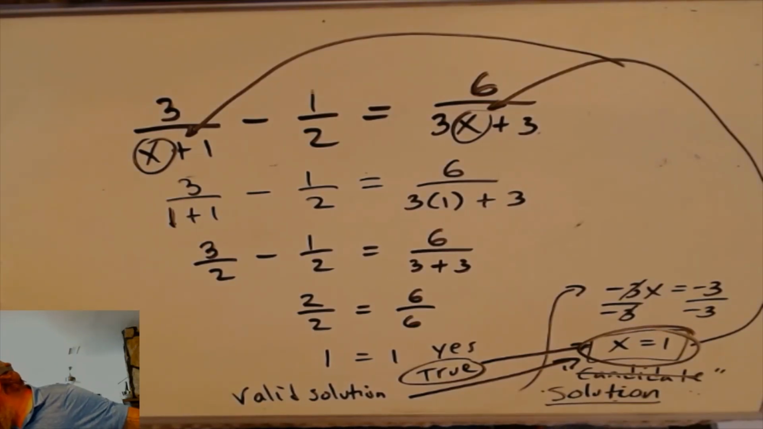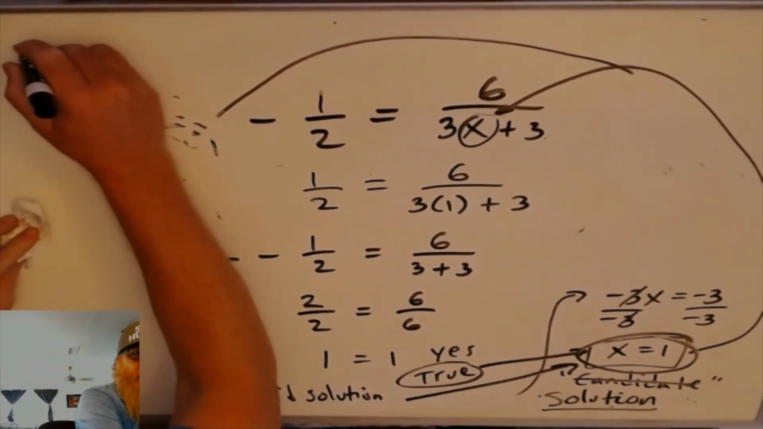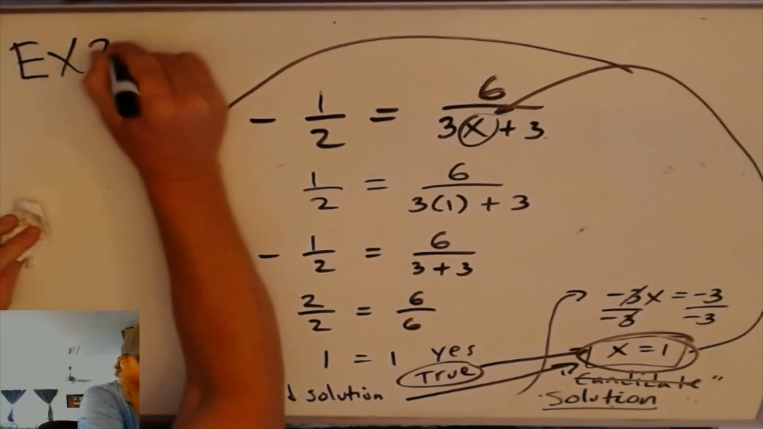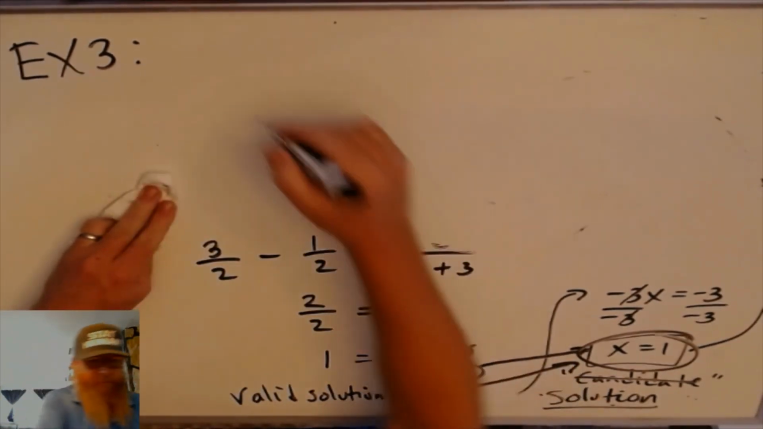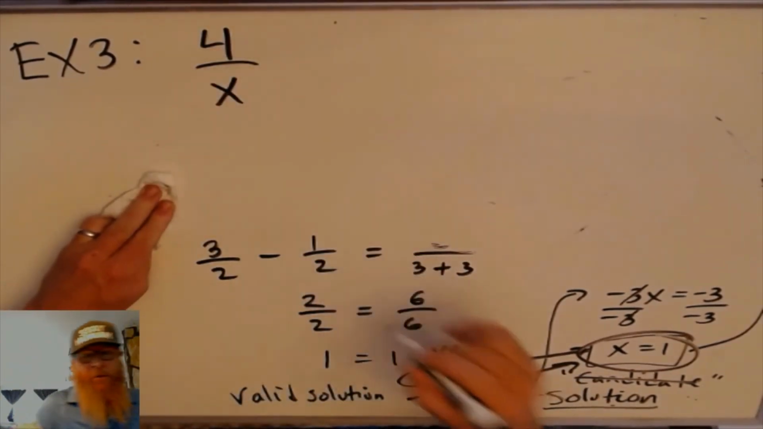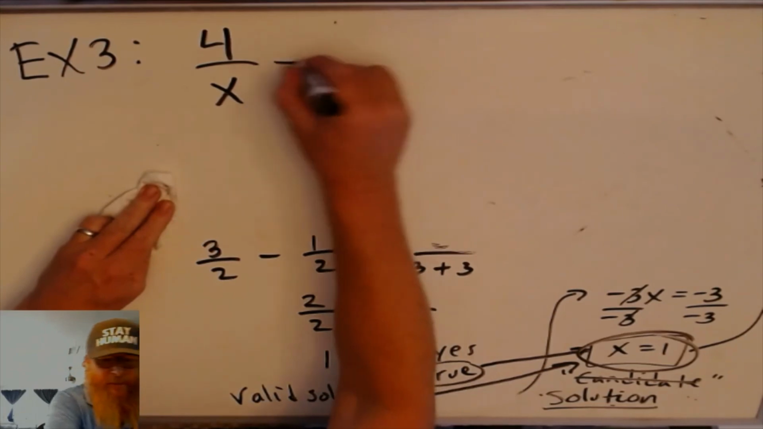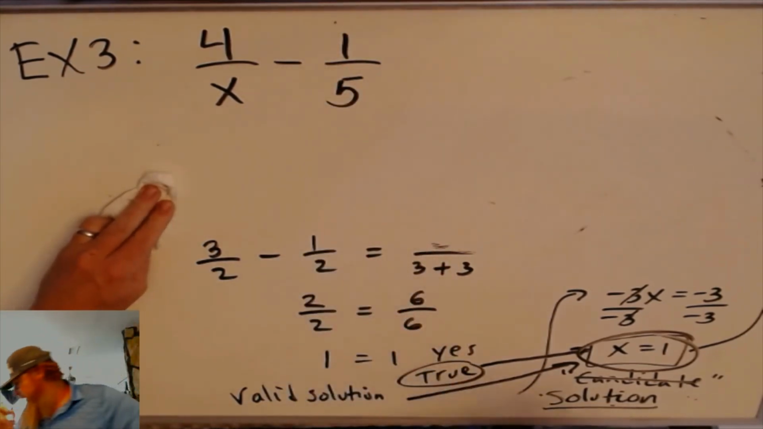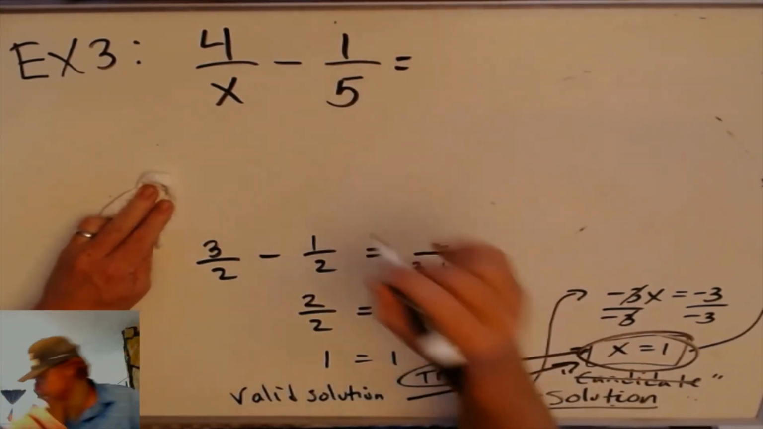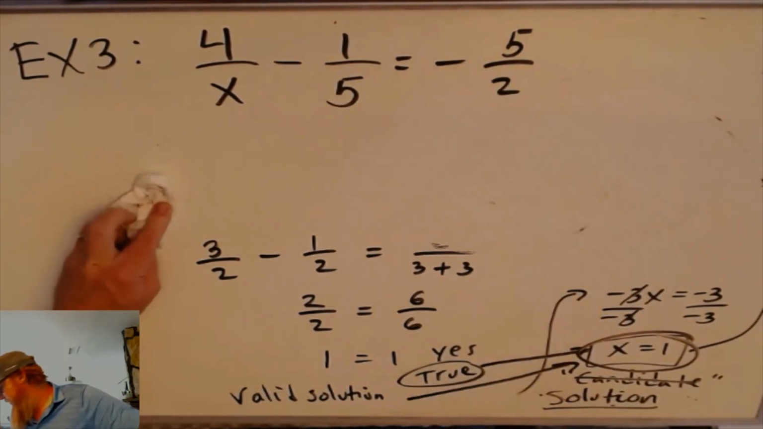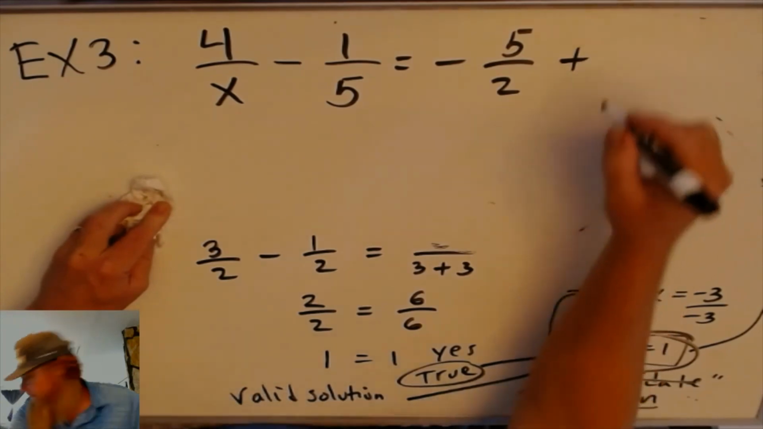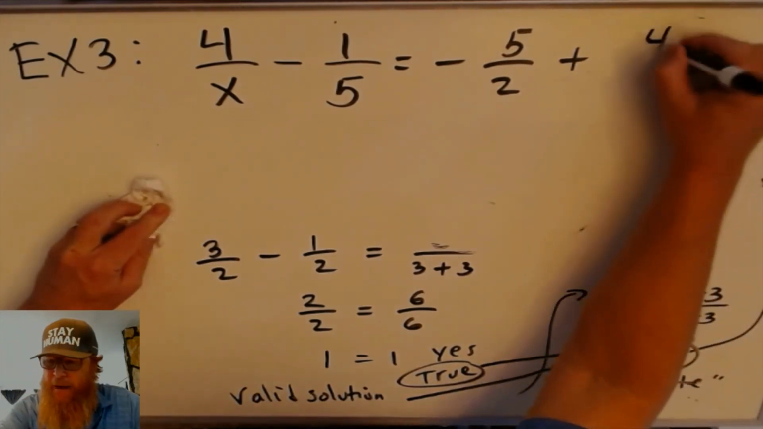Okay, let's keep going. Example 3. Four over x minus 1/5 equals negative 5/2 plus 4 over 5x.